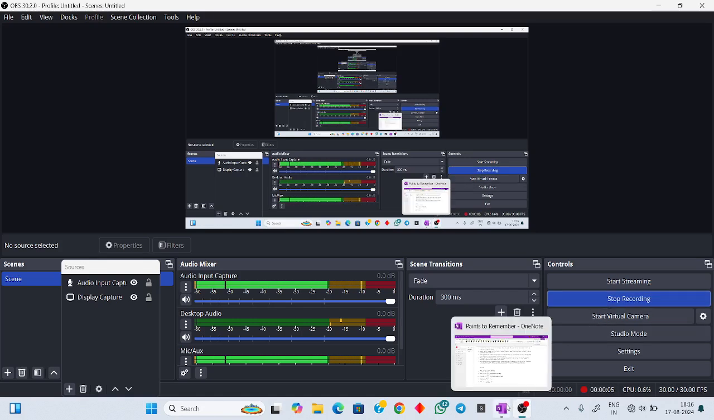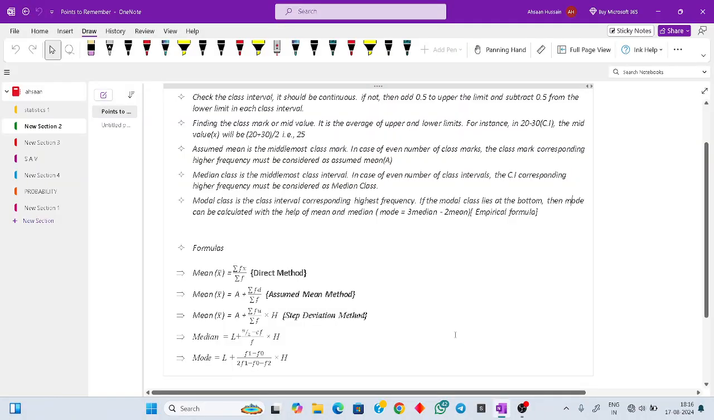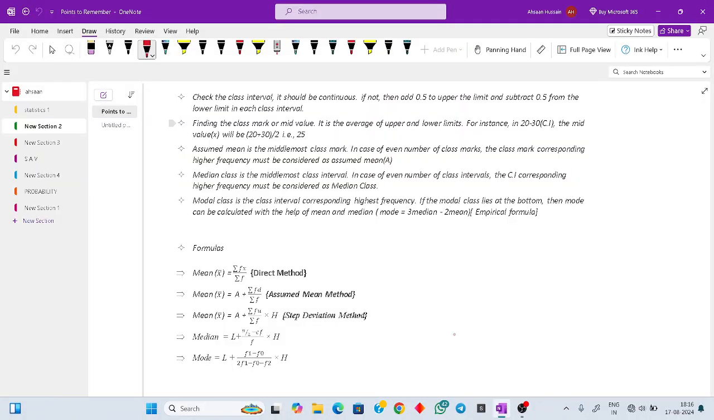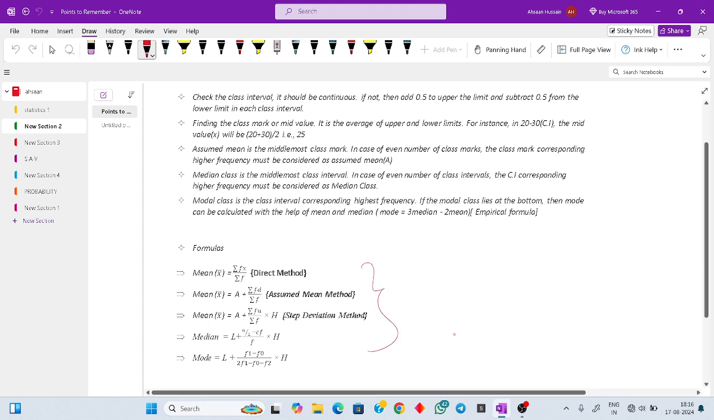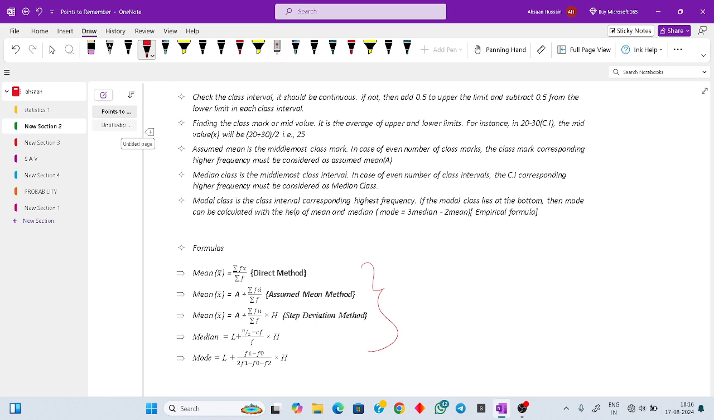And today we learn about statistics. So these are the points you need to remember. There are a few formulas which you need to utilize while solving the problems. So without wasting time, let's start.